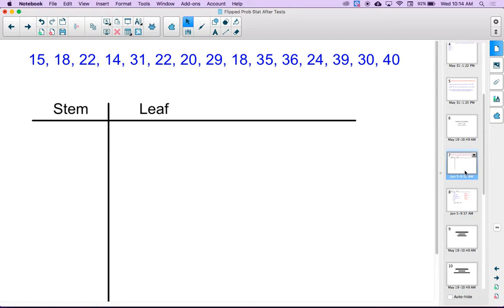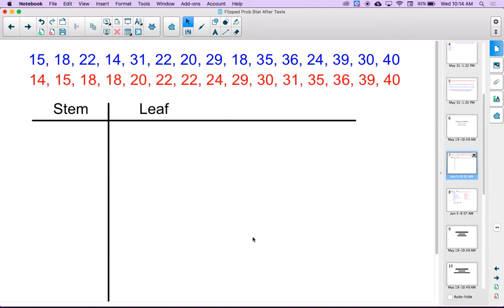And in order to get started, I think the easiest thing for us to do is to just build the plot together so we can see where we get our stems from, where we get our leaves from, and how we get the job done. So first thing, I've started you off with a list of numbers here. My list is not in order. Easiest way to get started with the stem and leaf plot is to put your numbers in least to greatest order, which I have done here in red. So we're going to use the red numbers to help build our stem and leaf plot.